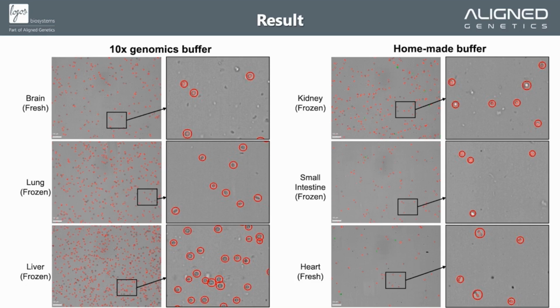Okay, moving on to tissue samples. Here are examples of isolated nuclei from various tissues, including mouse brain, lung, liver, kidney, small intestine, and heart. For brain, lung, and liver samples, 10x Genomics buffer was used, while we used homemade buffer for kidney, small intestine, and heart samples. All samples were stained with the AOPI combination, and as you can see, these nuclei were successfully tagged and analyzed using the LUNA-FX7 automated cell counter.